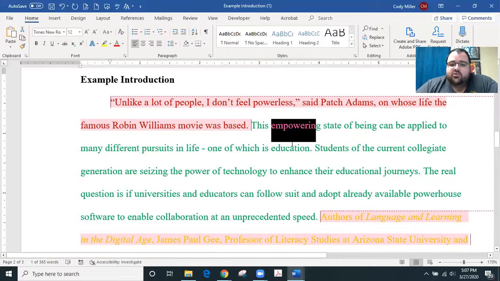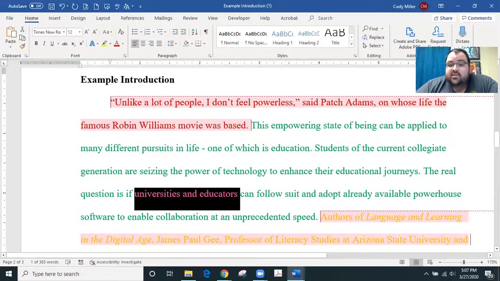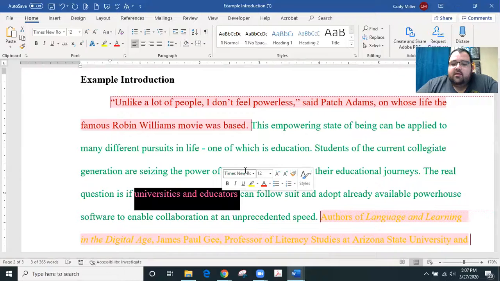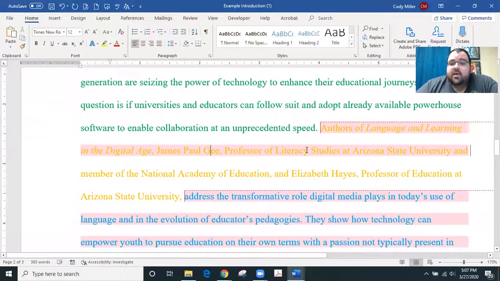And then we've got educational journeys, we've got technology being mentioned, we've got generations, we've got universities and educators. So notice all the key terms, concepts and keywords being brought up within their introduction that they're going to be using within their paper. You'll also notice that collaboration is here, okay? And then you'll notice we switch to another color, and this is where the authors start to appear.